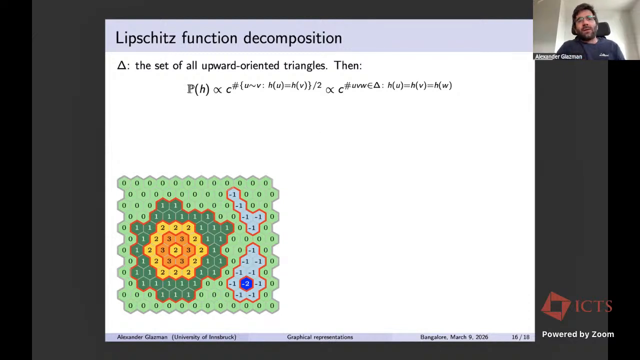Now you rewrite this probability of a configuration via triangles. So far you count the number of edges where you have the same height. In fact, there is some combinatorial property that it's enough to look at the triangles which all have the same height. But then you just have twice fewer of them. It's because of the bipartite property: the hexagonal lattice is bipartite, and you have twice fewer of these triangles than these edges.